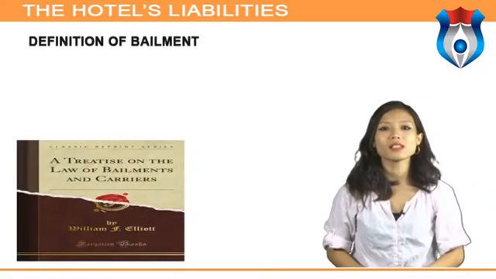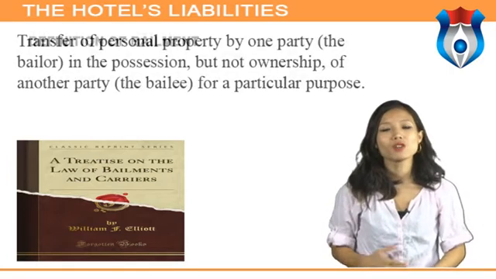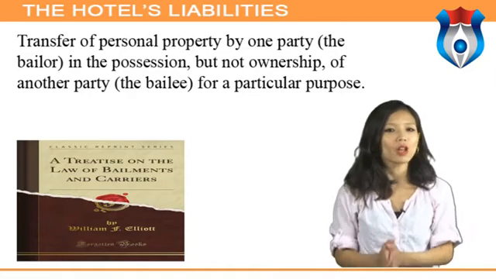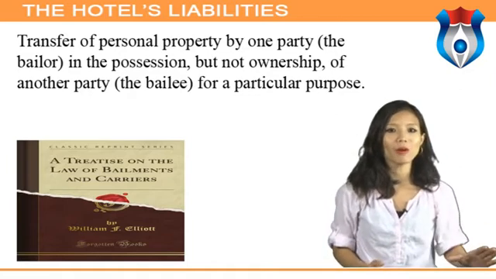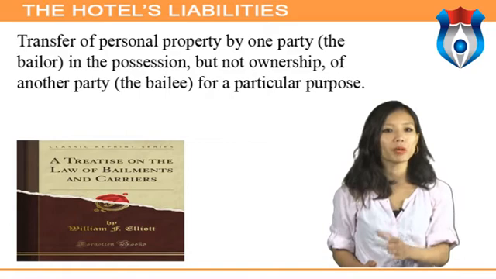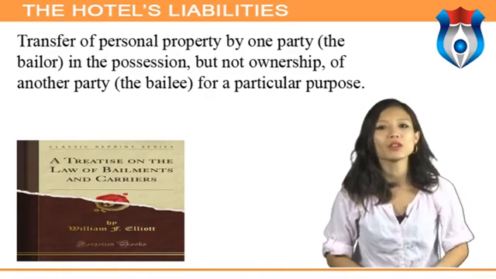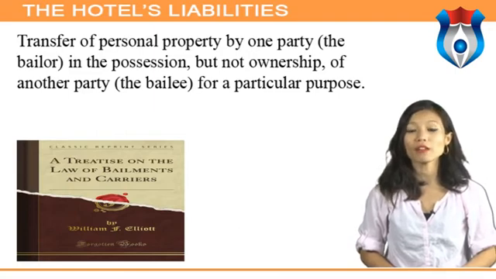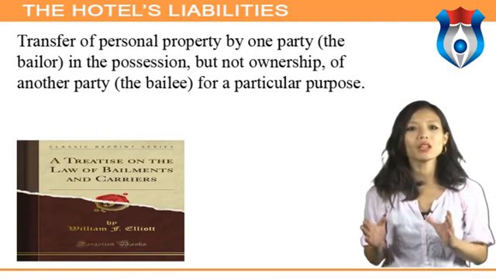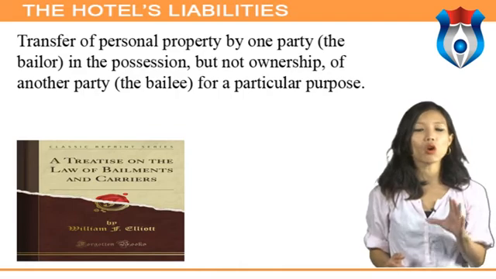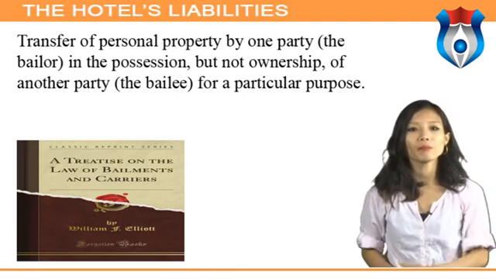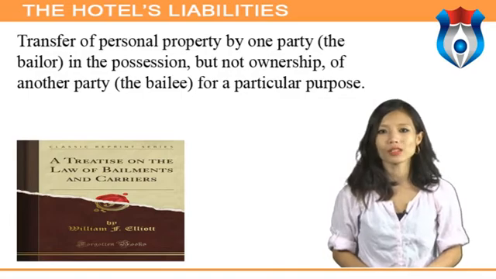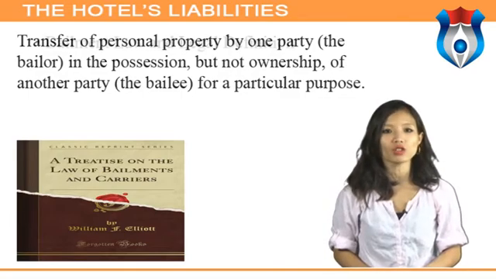Let us now discuss the definitions of bailment. Transfer of personal property by one party, the bailor, into the possession but not ownership of another party, the bailee, for a particular purpose. Such transfer is made under an express or implied contract called a bailment contract, or contract of bailment, that the property will be re-delivered to the bailor on completion of that purpose, provided the bailee has no liens on the goods, such as for non-payment of his charges.